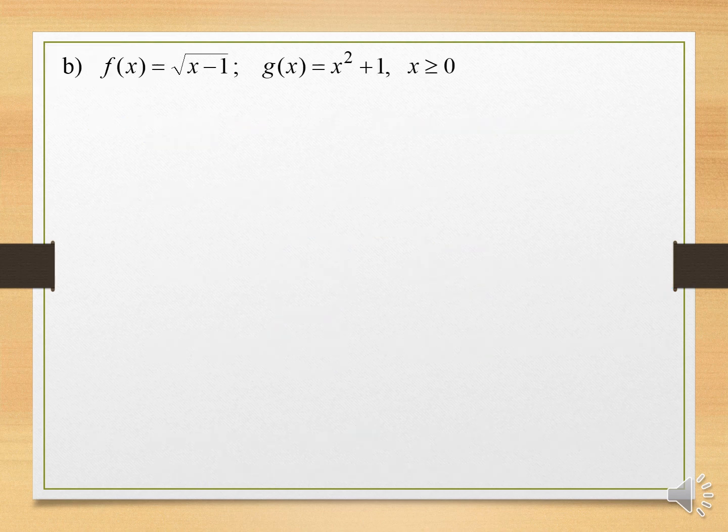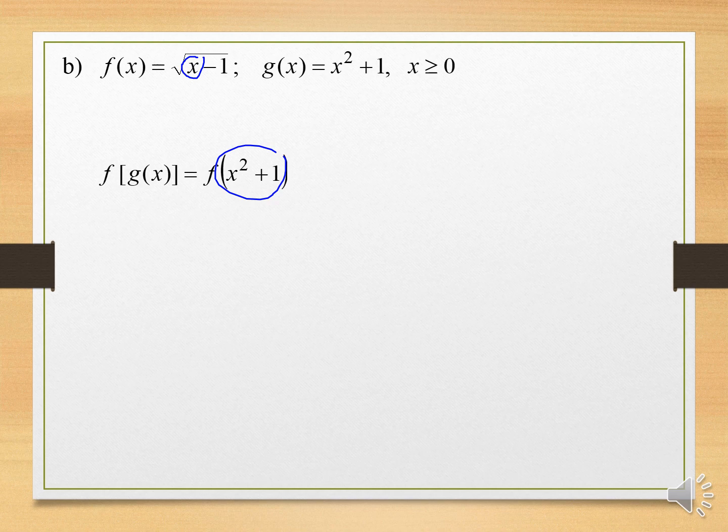For question B, f(x) equals square root of x minus 1 and g(x) equals x squared plus 1 for x more than or equal to 0. Find the composite function f composite g. Therefore, g(x) equals x squared plus 1 is now the input for function f.